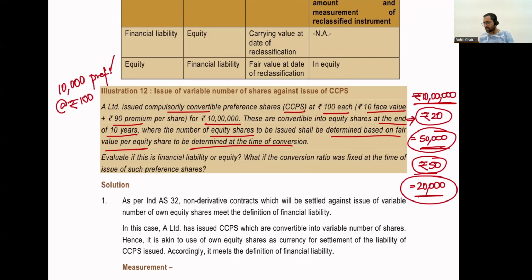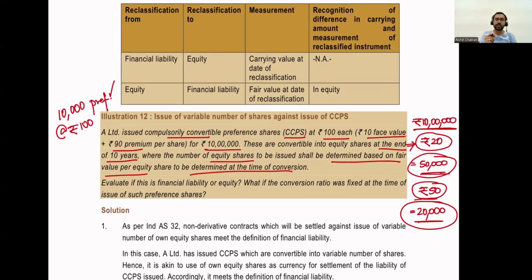So if you look at it, A Limited has an obligation to deliver a variable number of equity shares in future. With regards to these preference shares, there is no information given about dividend. So let us assume that the dividend is 0%. So A Limited does not have an obligation to pay dividend, technically no obligation to pay cash with respect to dividend. Now, with respect to principal, A Limited does not have an obligation to pay cash because they are compulsorily convertible. I will never actually give cash to these preference shareholders. They will compulsorily get converted into equity shares.